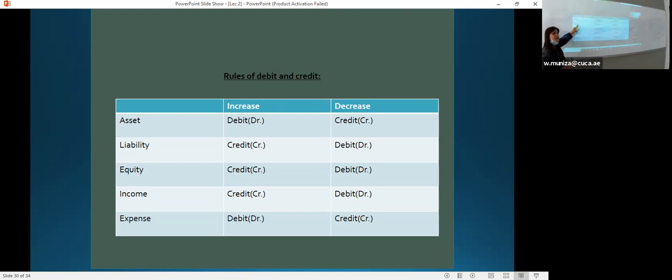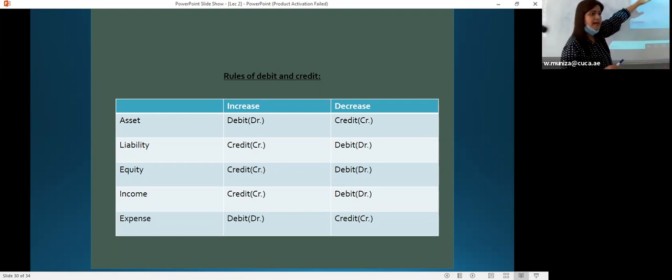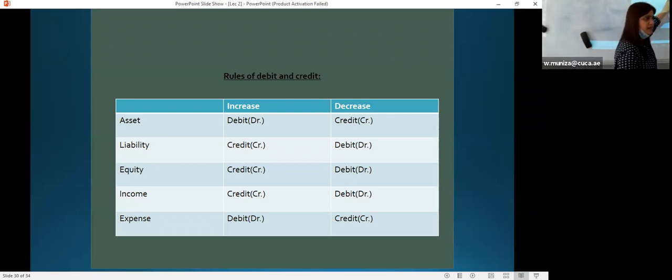Anyhow, liability. When liability is going to increase, we are going to credit. When liability is decreasing, we are going to debit. Again, I repeat, it's just opposite to the asset. When liability is increasing, we are going to credit it. When liability is decreasing, we are going to debit it.